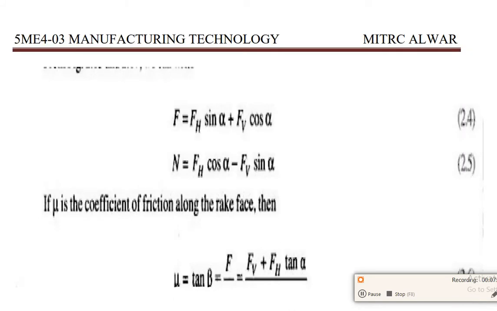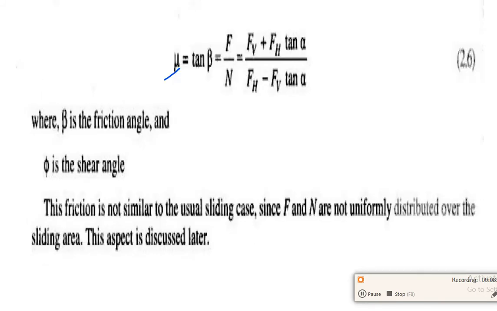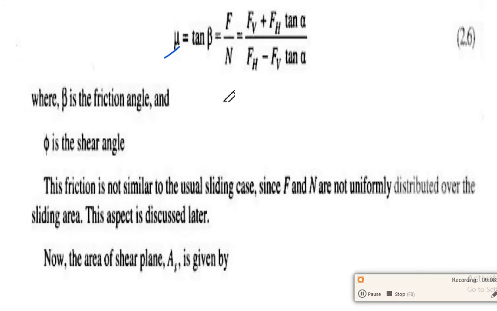Now, if mu is the coefficient of friction along the rake face, then mu equals tan beta, which is F by N. This is the ratio of the frictional force along the rake face to the normal force perpendicular to the rake face, and we can write the values of F and N from the above equations. F equals (Fv plus Fh tan alpha) by (Fh minus Fv tan alpha). From there you get the equation for the coefficient of friction, where beta is the friction angle and phi is the shear angle. This friction is not like the usual sliding case, since F and N are not uniformly distributed over the sliding area. This aspect is discussed further.